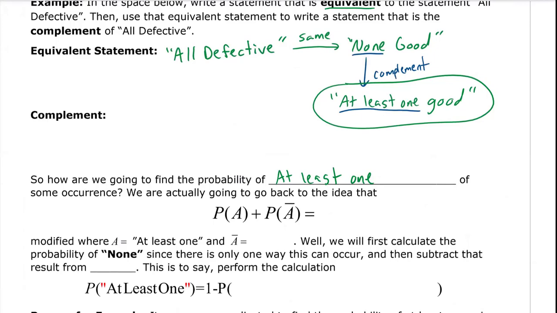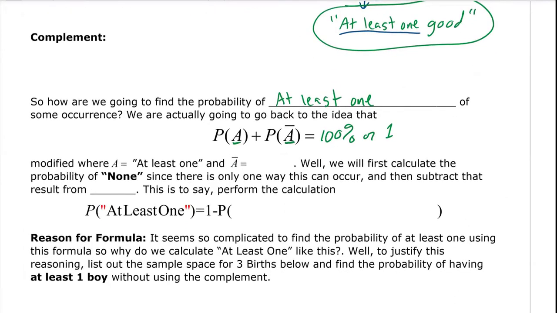And we're going to utilize those two ideas together. So we know that when you take the probability of something and its complement, you have to get 100%. Or if you're doing it as a decimal or fraction number, it needs to be 1. So we know that when we add the two ideas together, something and its complement, we have to get 100%.